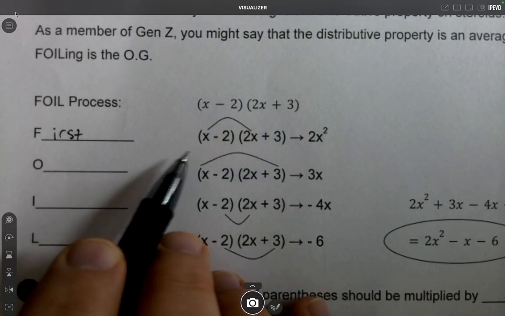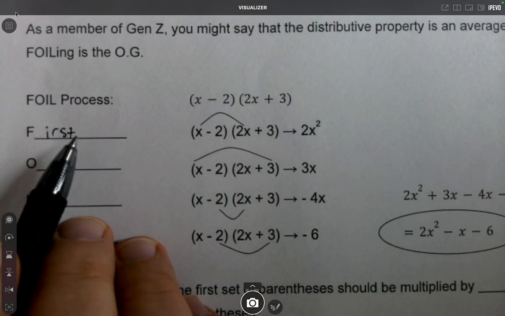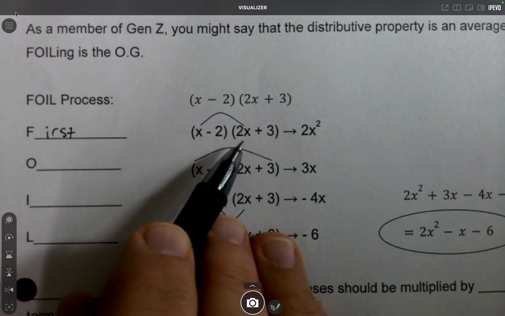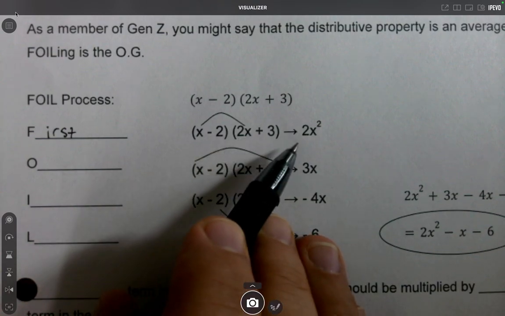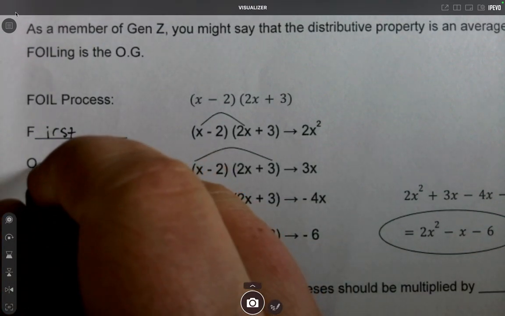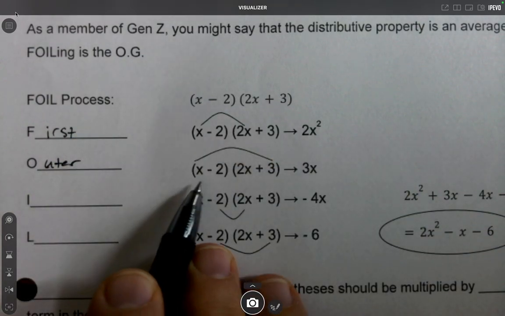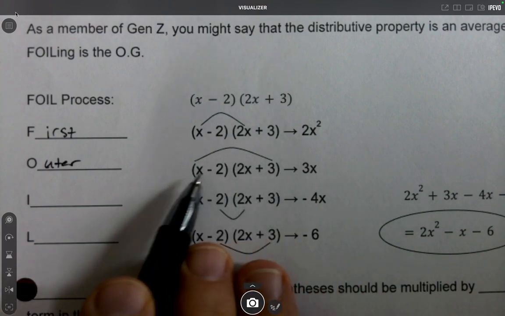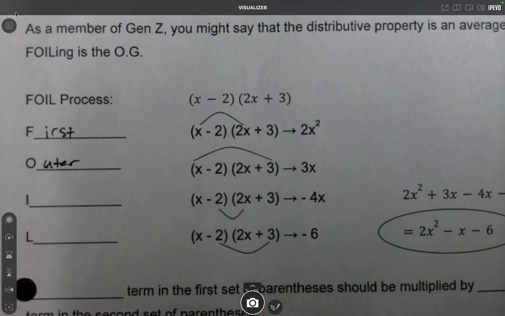Now when they say first, and I've got the little lines here to show you what they mean, they're saying multiply the first term in each set of parentheses. So x times 2x is 2x squared. Then multiply the outer two terms together. In other words, if you look at this as a whole group of 4, these are the two on the outside of the list, the x and the 3. And x times 3 is 3x.